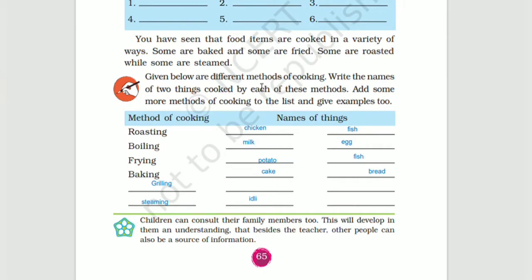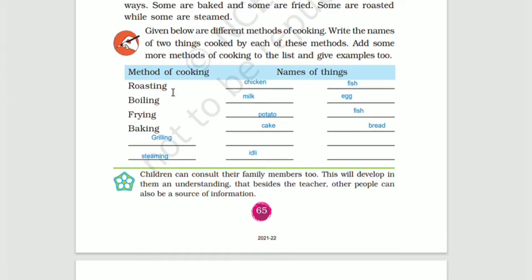Some substances are baked, some are fried, roasted and also steamed. So you have to list this, the method of cooking. That is, cooking is done in different methods. What we are told now: roasting, boiling, frying, baking, grilling and steaming.